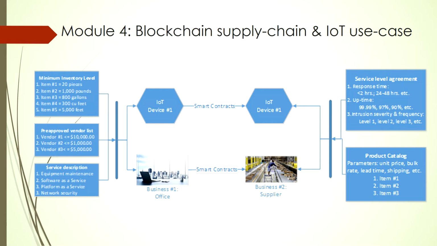I run out of print paper, so the print paper smart contract would get enacted and activated, and then it will order for me by the contract that we have agreed between business one, which is the office, and business two, which is the vendor. The two smart contracts would work together and be able to reorder, and the payment on all that happens in that process. So we'll talk about that in Module 4.